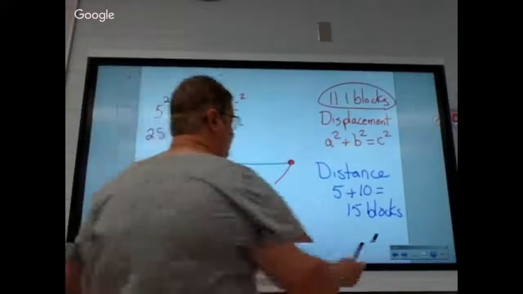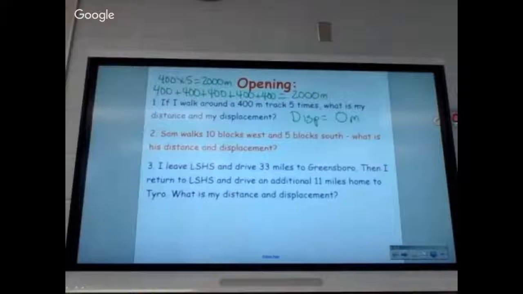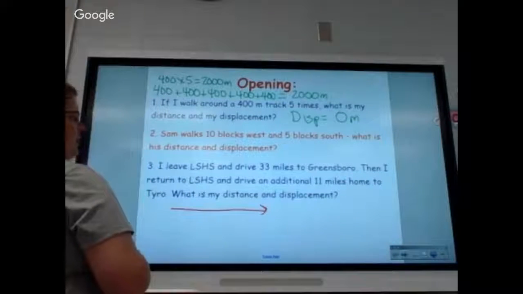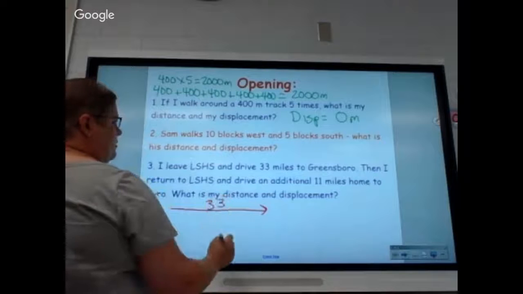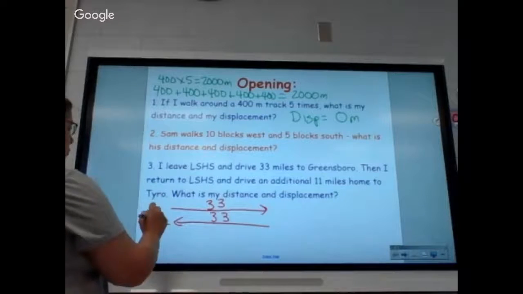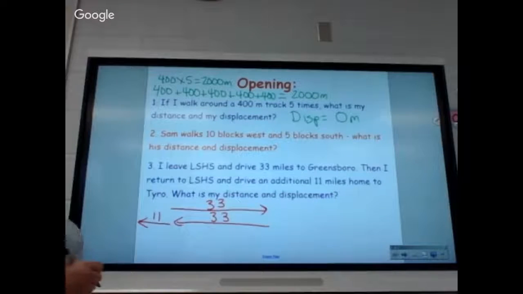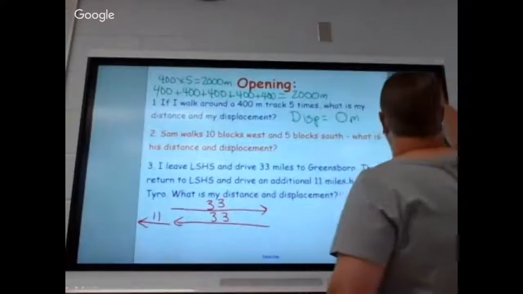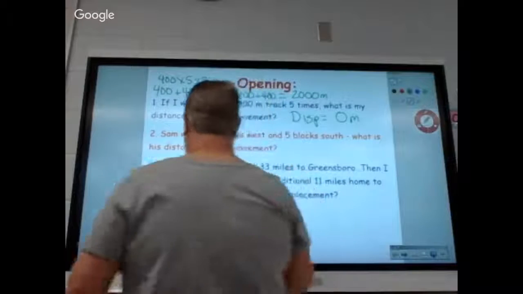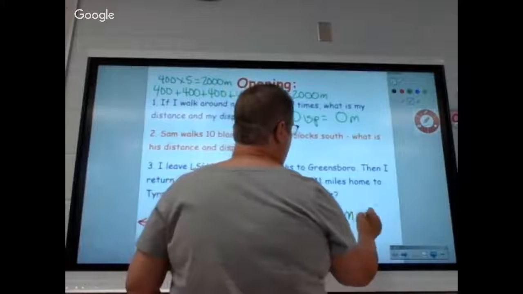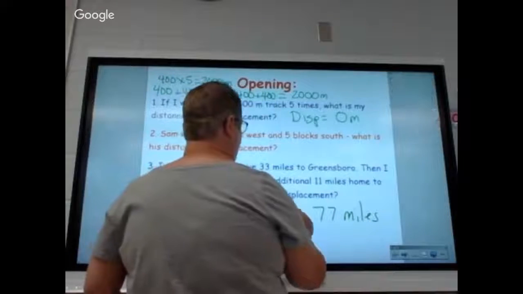All right, number 3. Number 3 says, I leave LSHS and I drive 33 miles to Greensboro. Then I return to LSHS. So I drove 33 miles, then I return 33 miles, and then I drive another 11 miles home. So what is my distance that I traveled? I add, right? So if I have, what's that, 66? And then I add 11. So I get 77 miles is my distance.